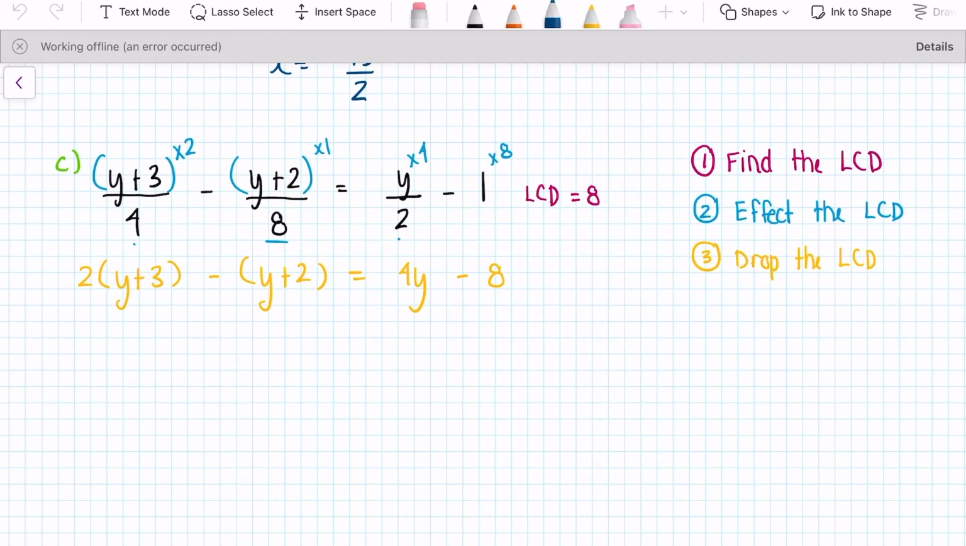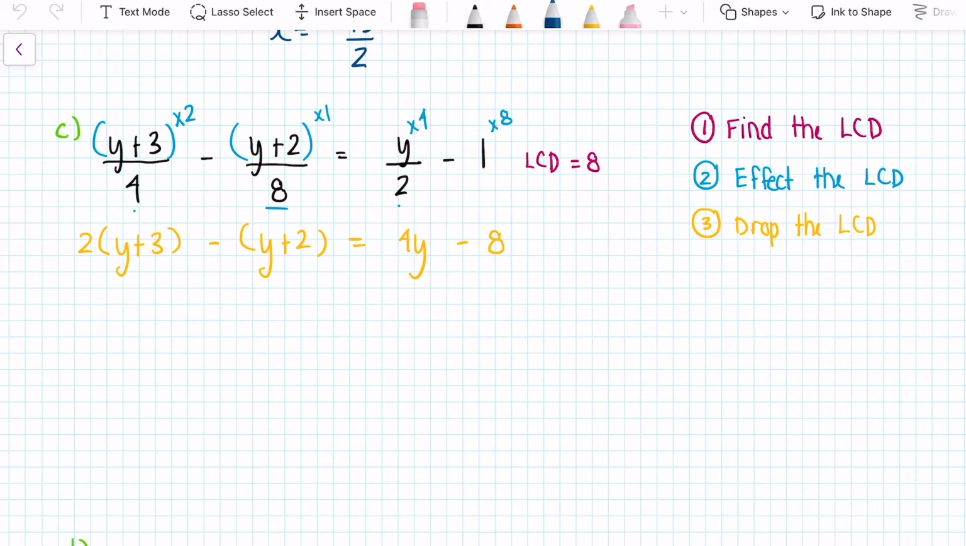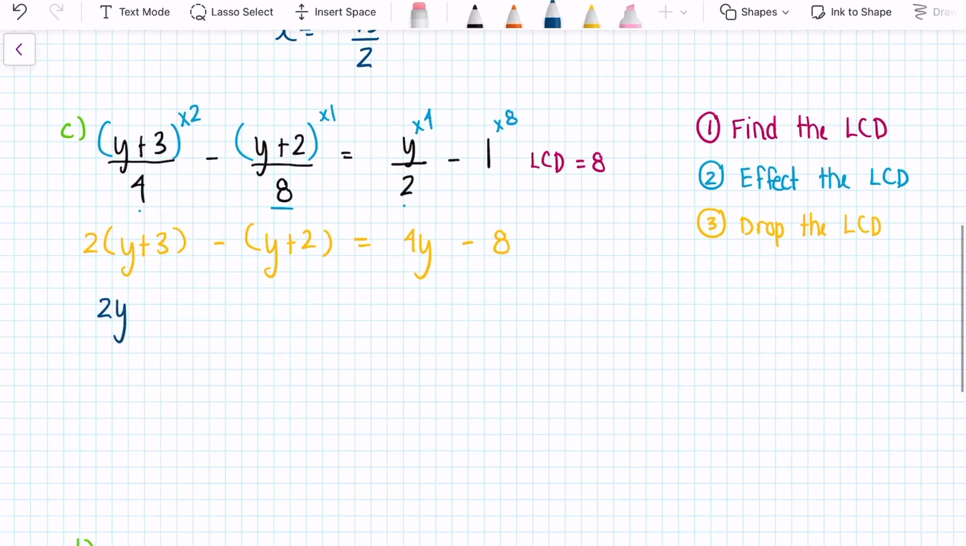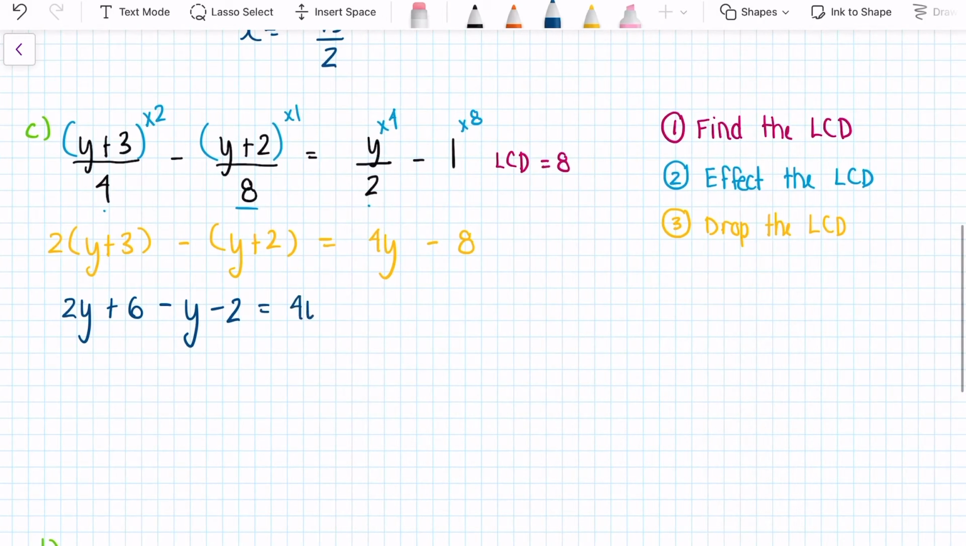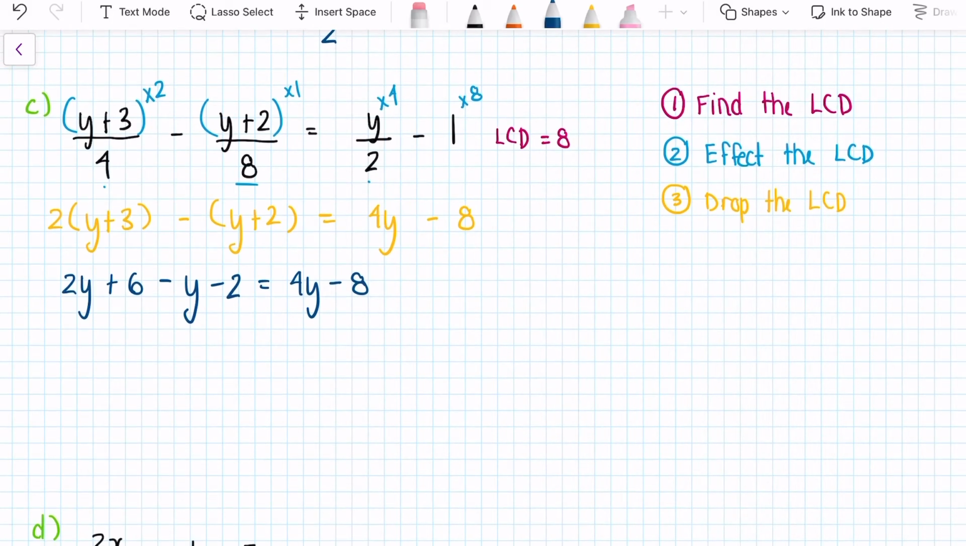And so here we follow the same steps we did in question B, and that is to multiply, because we're going to expand everything and get rid of my brackets. So 2y plus 6 minus y minus 2 equals 4y minus 8. And here, remember, you have to simplify each side before you try to deal with the equation as a whole. So on the left-hand side, 2y minus y just gives me y. And then 6 minus 2 gives me 4. The right-hand side didn't have like terms, so it has to stay like that.